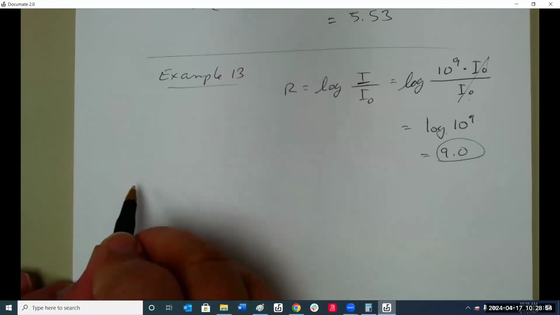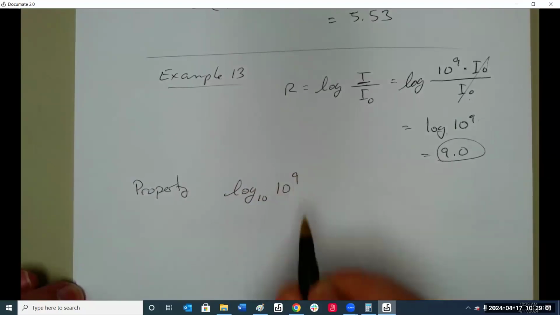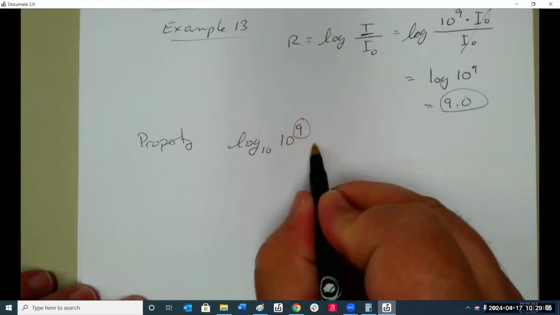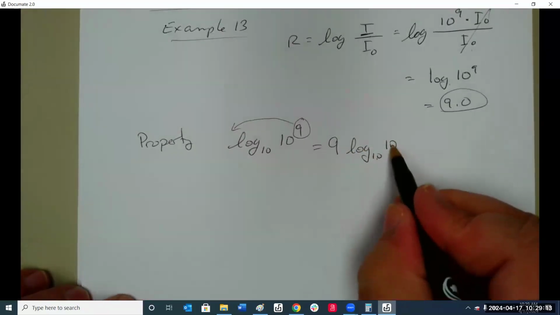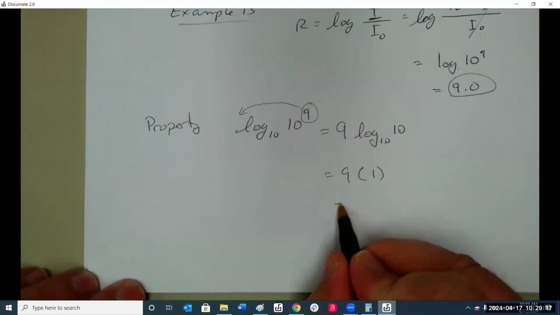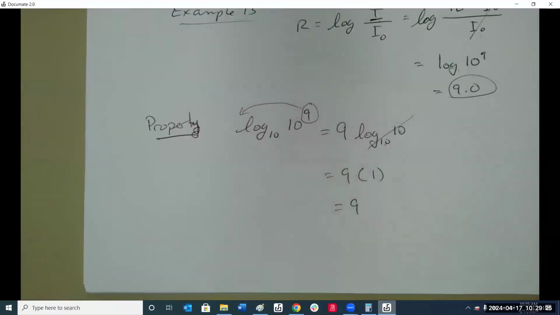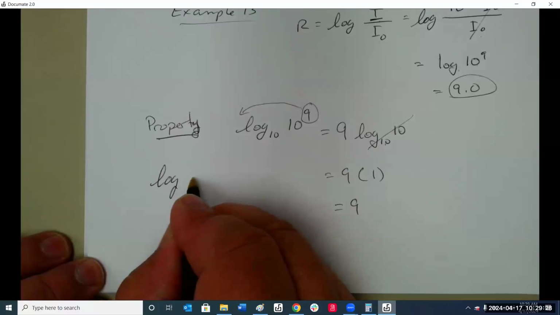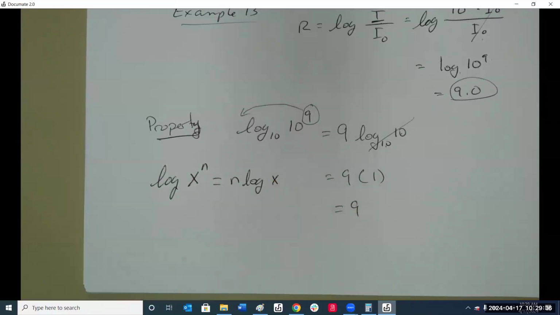Here's another property. So if we had log base 10 of 10 to the 9, you can't have exponents in logs, so the exponents go out in front. Log base 10 of 10 is the same thing as 1. So that's another property: if you have an exponent, then that exponent goes out in front. All right, that does it for that section.